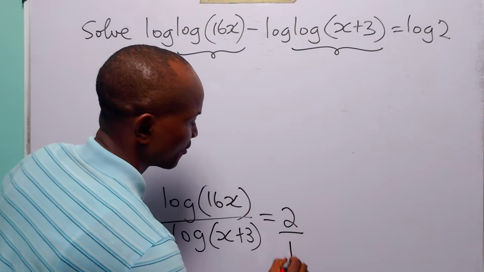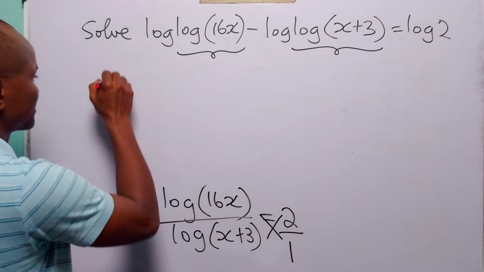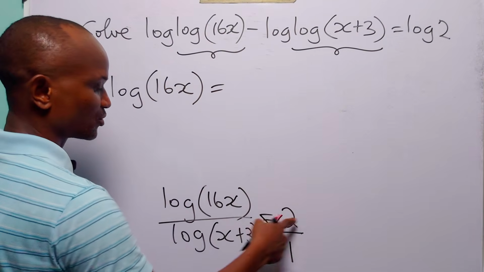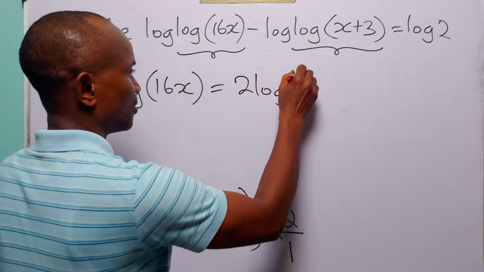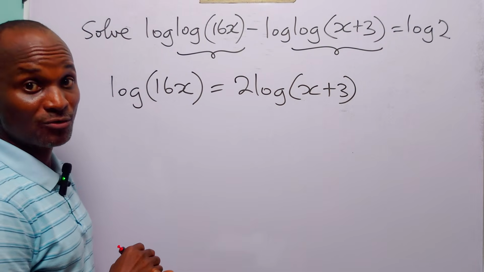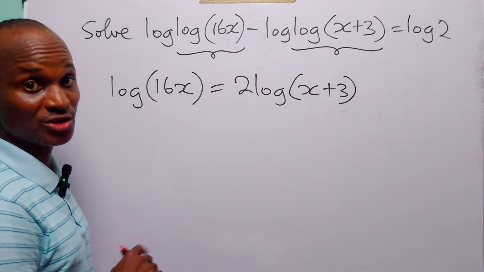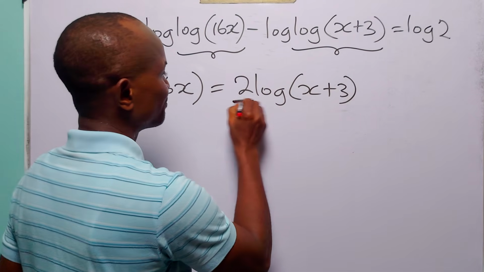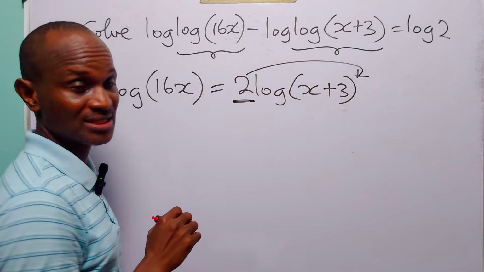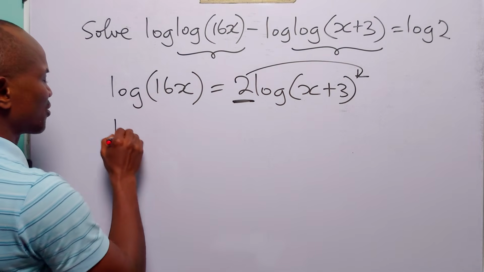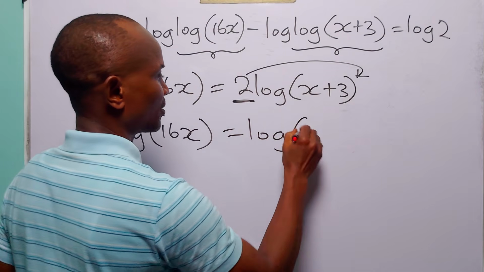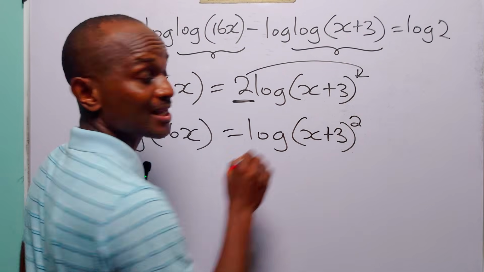And now, when we cross multiply, we have that log 16x is equal to 2 times log x plus 3. Now let us apply the power rule of logarithms to the right-hand side of this equation. That is the rule that says that we can take up this multiplier 2 to become the exponent or the power of x plus 3. When we do that, this equation becomes log 16x is equal to log x plus 3 squared.